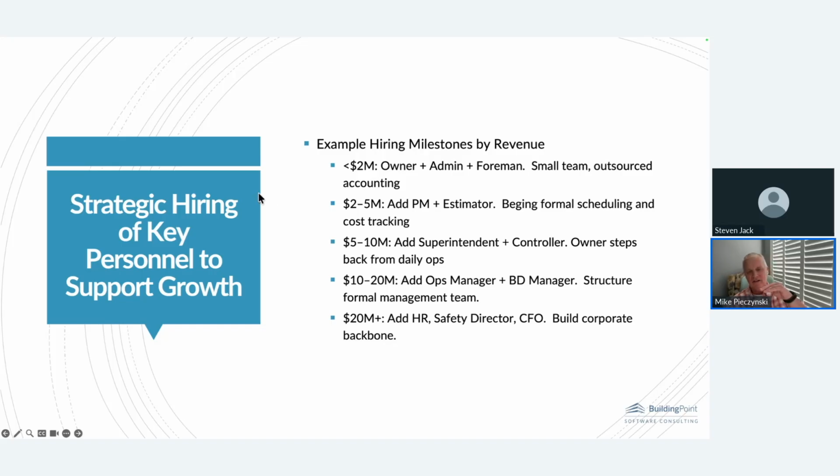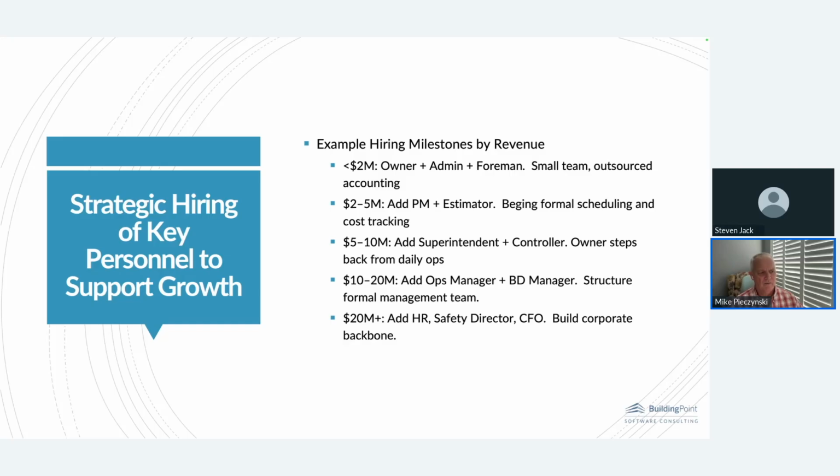So we're growing now. If we get up to somewhere between 2 and 5, this is another one of those stair steps. We've added a PM and an estimator. We're beginning formal scheduling and cost tracking. But at this point, this is another hard one. You want to think about a project manager when the owner or the superintendent is managing more than $2 million in projects. That's just kind of a threshold to start looking at this.